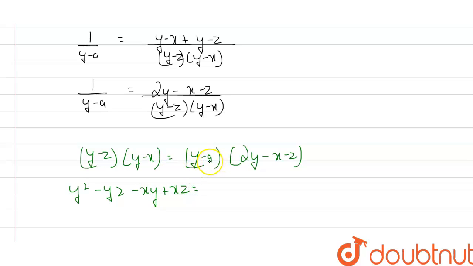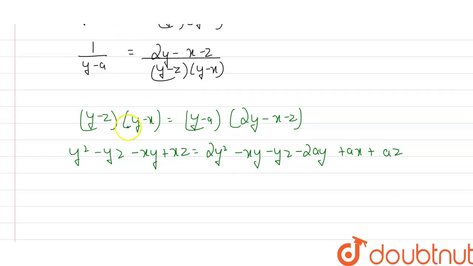This part, if I open the brackets, will become 2 times y square, minus xy, and then minus yz. After it, minus a will give me minus 2ay. And minus minus will be plus ax, so plus x again, plus az. Guys, what you can notice in this statement is that this minus yz will cancel out this minus yz, and minus xy cancels out minus xy from this term.